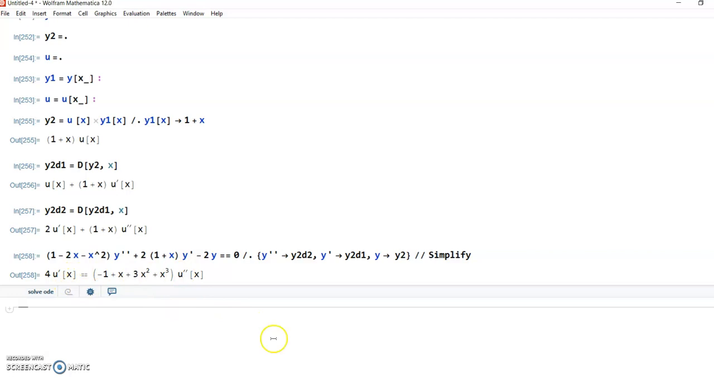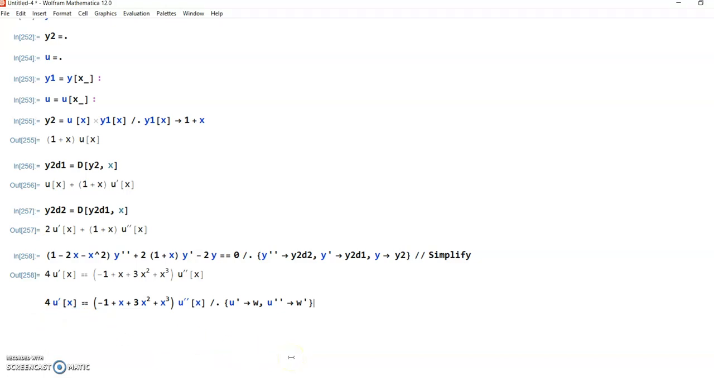Here I can take one more simplification. That simplification is that I can replace u prime with w and u double prime with w prime, as some variables, so that we can convert this second order equation into a first order equation.